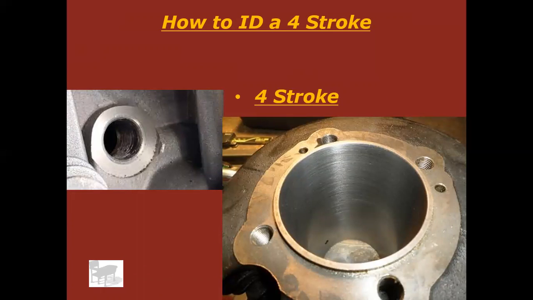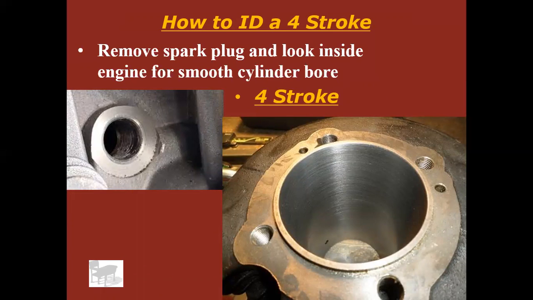Okay, another thing you can do, pull the spark plug out and look down inside. This can be kind of difficult, but if you have a good quality flashlight, and you got the right angle, you can see the cylinder wall. If you see a cylinder wall that looks like this, it's probably a 4-stroke. Okay, it's a nice, clean, smooth cylinder wall.